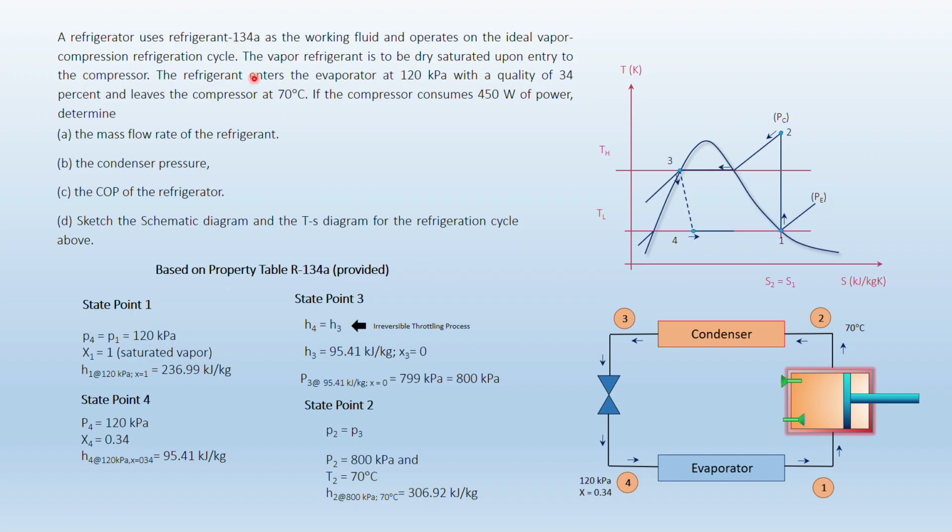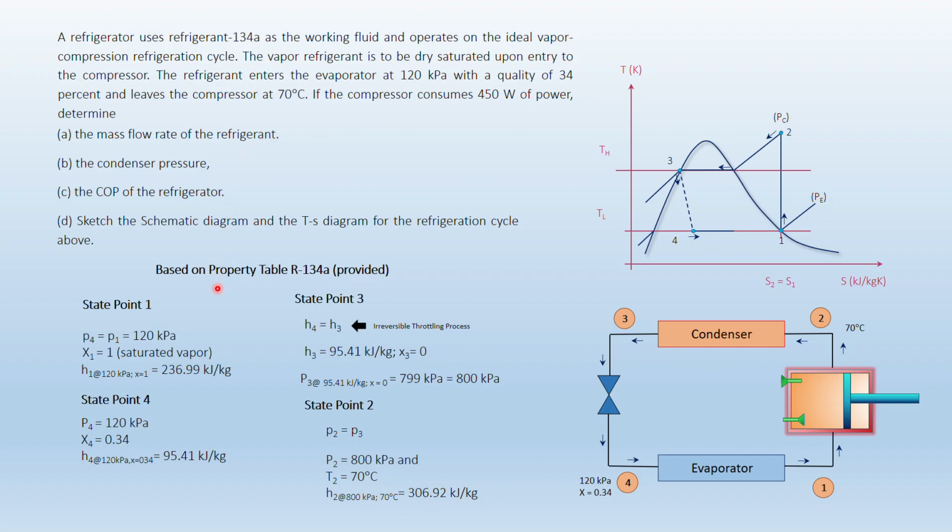The refrigerant enters the evaporator at 120 kPa with a quality of 34%. It enters the evaporator, that means at point 4. So that is point 4. Okay? 120 kPa and a quality of 34% means the dryness fraction is 0.34. And it leaves the compressor at 70 degrees C. Now, if the compressor consumes 450 kilowatts of power, find A, B, C, D.